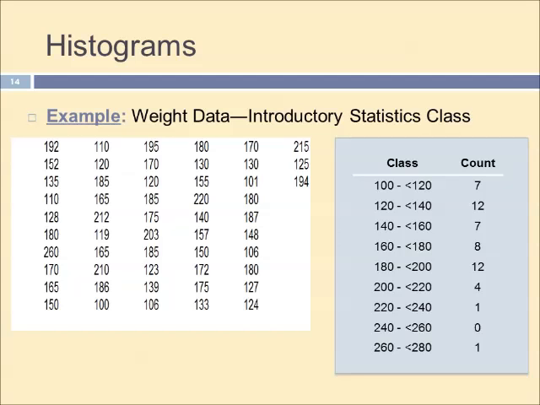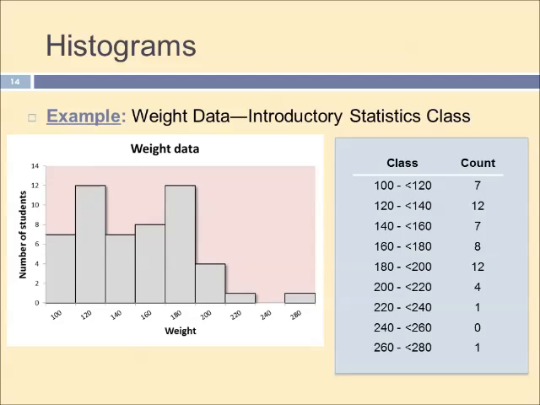So here we have the classes from 100 to just under 120 pounds, 120 to just under 140, 140 to just under 160, and so on. And then we simply count the number of values in the data set that belong in a particular class. So we have the frequency or the count in the column on the right. We can then construct a histogram. Notice the height of the bar is equal in this case to how many values fit into that category.